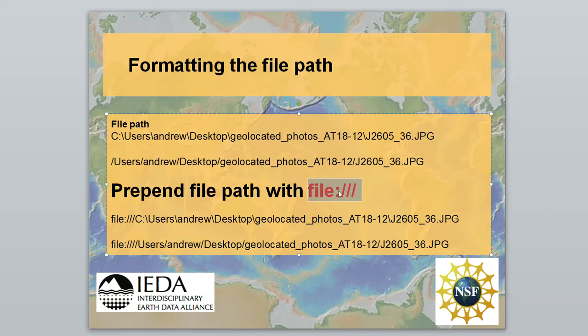So when we prepend this to the file path, on a PC we would end up with this, and here you see the file://, and on a Mac we would get file://, and because there's already a / in the Mac file name, we end up with 4 slashes there. So let's have a look at the information for these particular images.